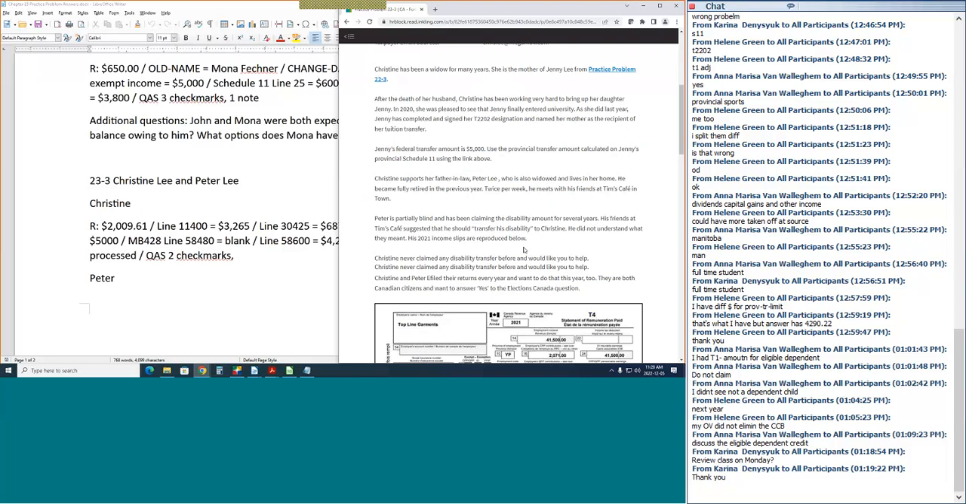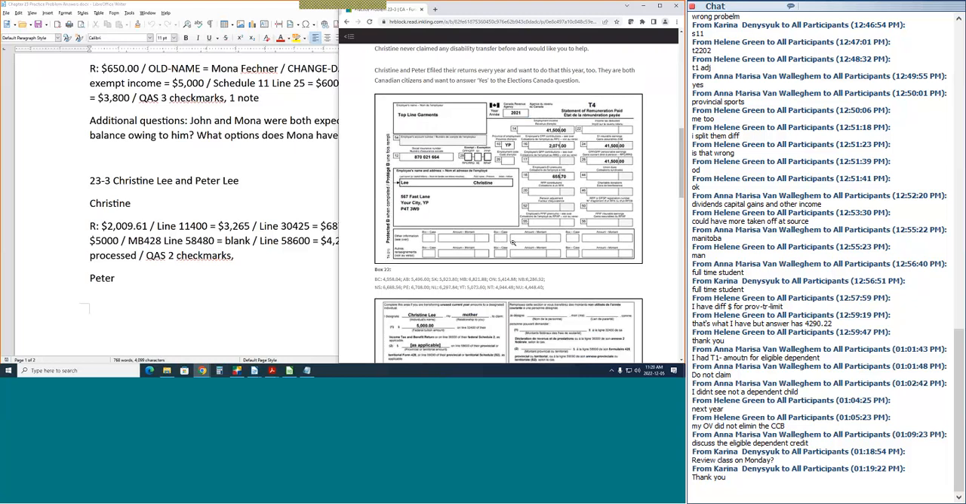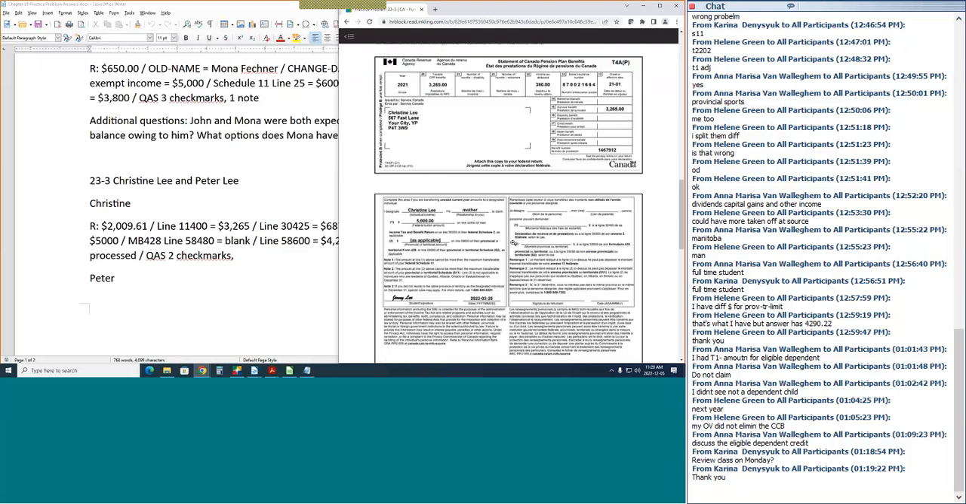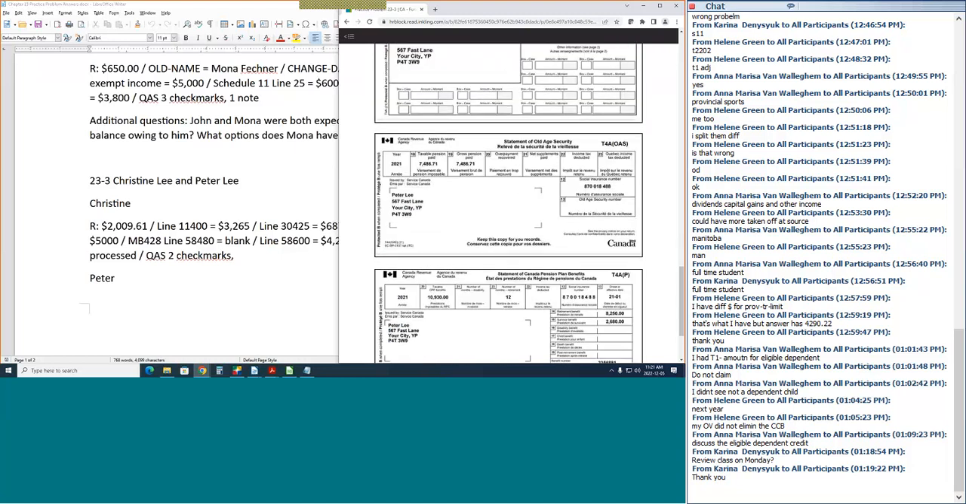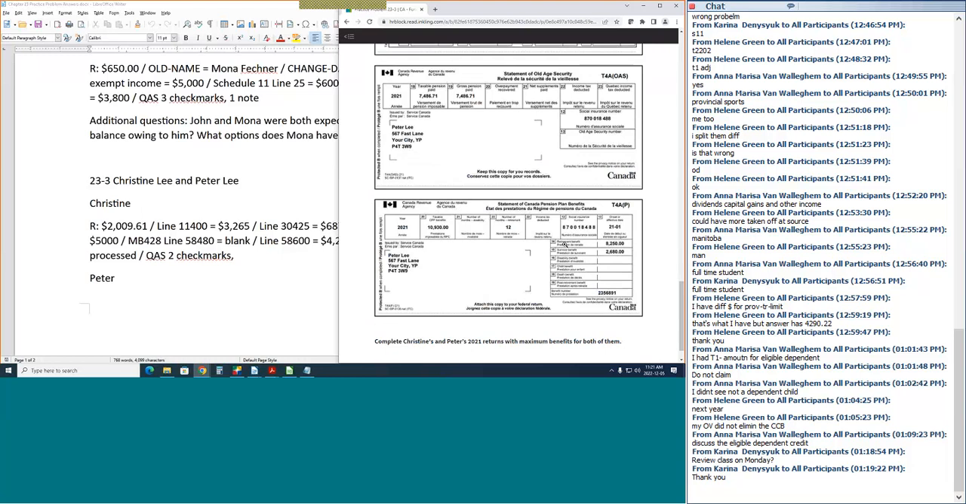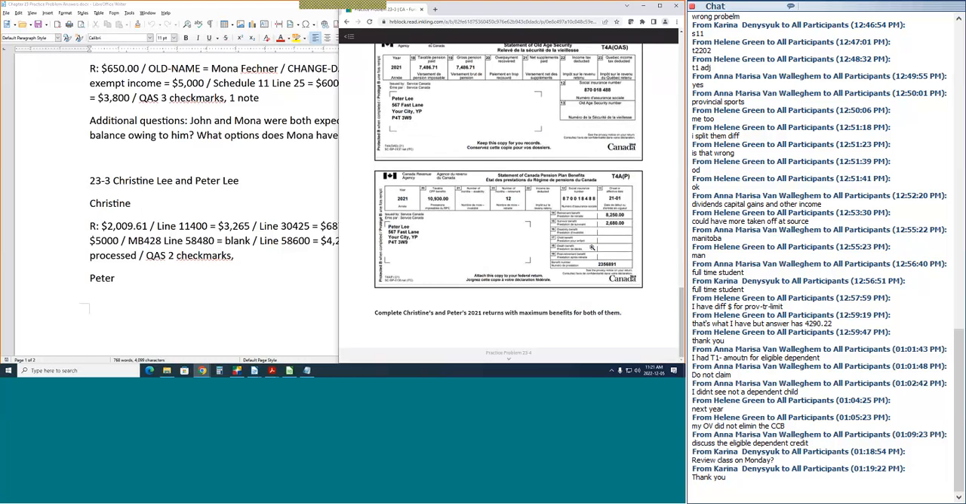Peter has been claiming the disability amount. He's never been claimed on Christine's return before, but his friends suggested he should think about it. He doesn't know what that's like, and we're going to help him with it. So we're going to have her income. We're going to have his income. I want you to notice that his income is not very high. He has some pension income. He has some OAS. He has some CPP and a survivor benefit as well. So CPP for himself and CPP from his spouse, who also died. So we get a lot of information just from the tax slips.